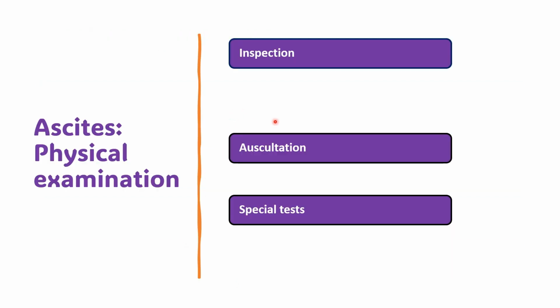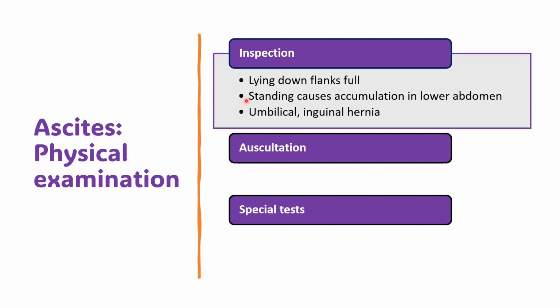Okay, let's talk about some of the signs of ascites, what you might pick up on physical examination. So remember, we do inspection first. You want to inspect the patient's abdomen when they're standing up and also lying down.